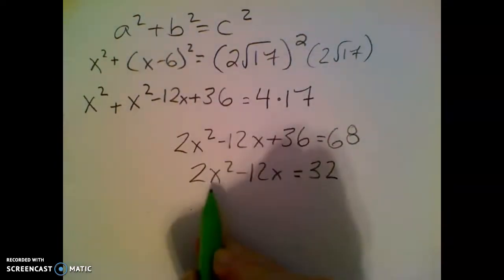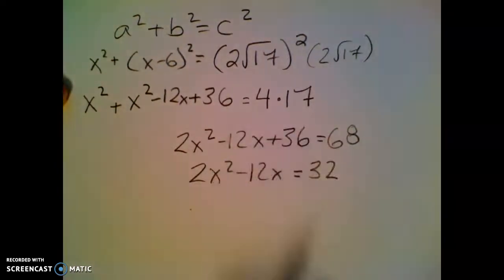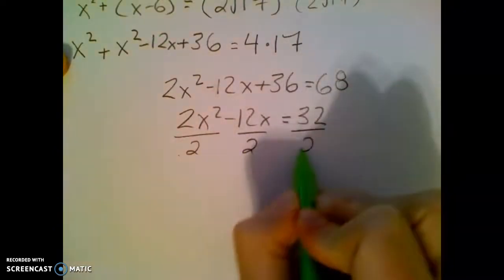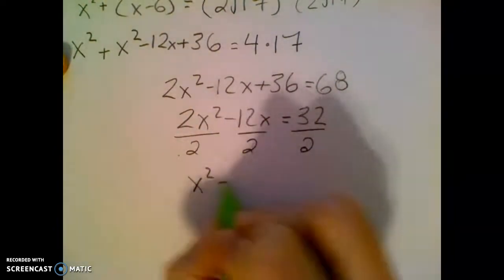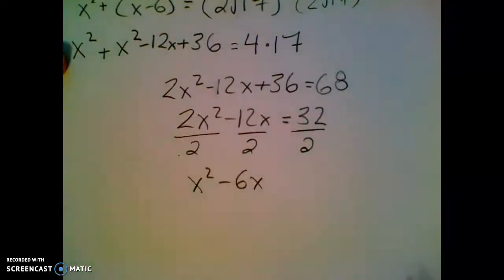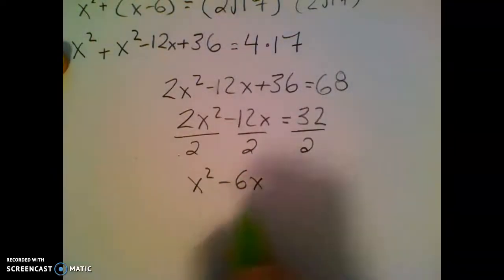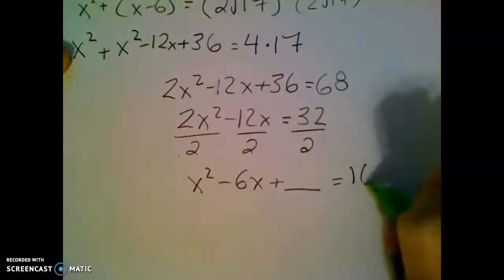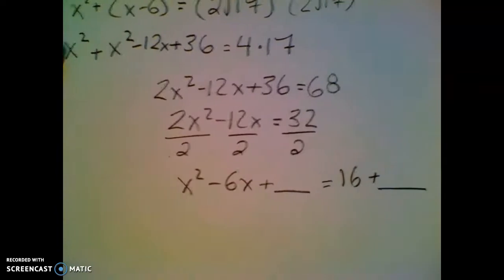I have to have x squared. I cannot have anything else. So I'm going to go ahead and divide each term by 2. So I'm going to get x squared minus 6x. And because I have now isolated x squared and x, I can go ahead and add some space. And half of 32 is 16. And again, add some space.